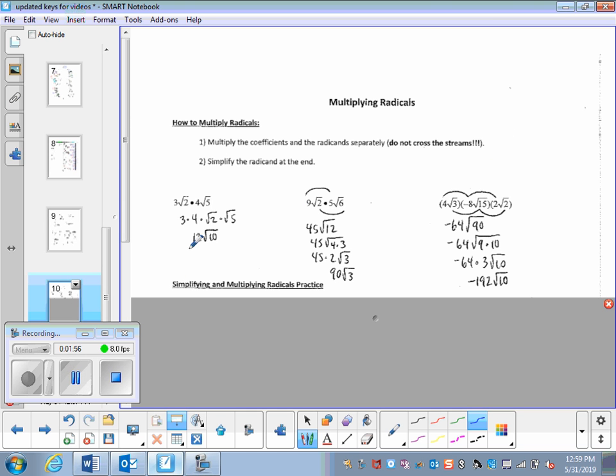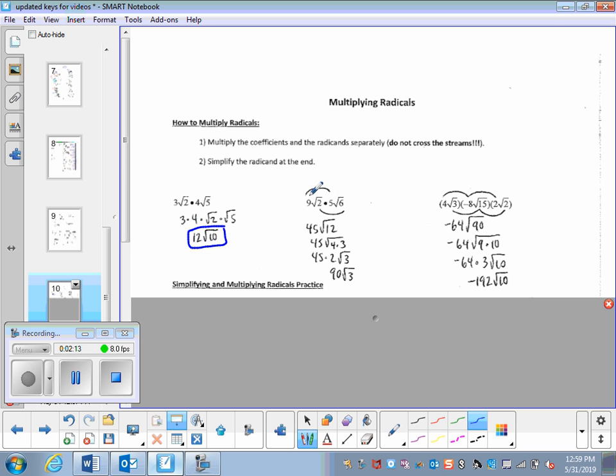So back to our example here, the 3 times the 4 is going to be the 12 that's on the outside of the radical, and then the square root of 2 times the square root of 5, 2 times 5 is 10, and 10 is simplified. There are no perfect square factors of 10, so this is the final answer.